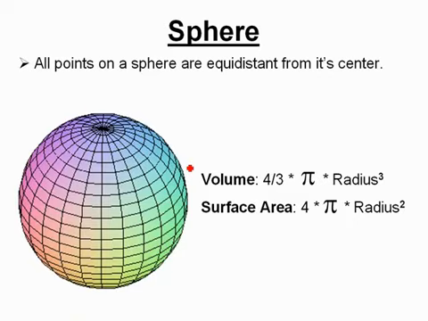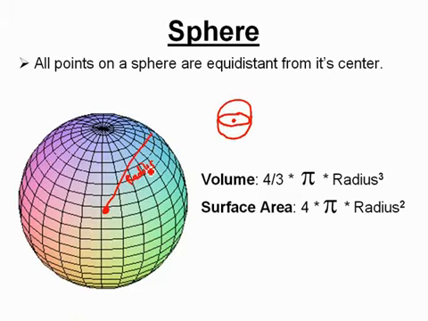Sphere. A sphere is defined as all points on a sphere are equidistant from its center. So if you remember a circle, all points on the circle in 2 dimensions are equidistant from the center of the circle. Similarly, if you extend that into 3 dimensions, then if all the points in 3 dimensions are equidistant from the center, it's a sphere. And once again, from the center to the outside perimeter is known as a radius, even in 3 dimensions.